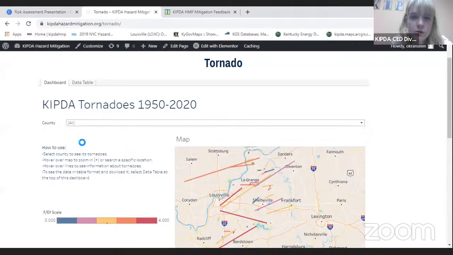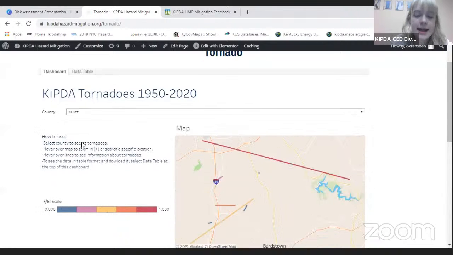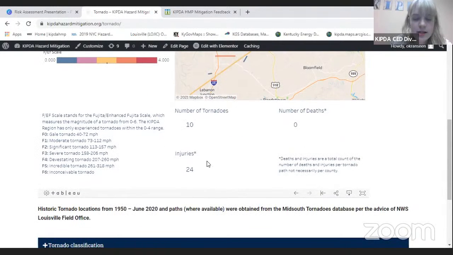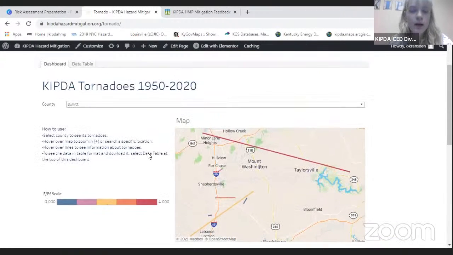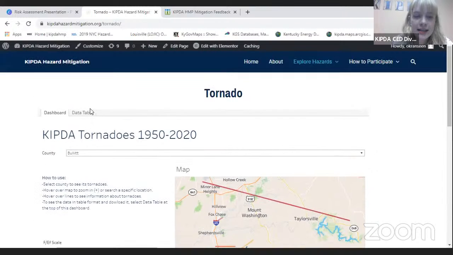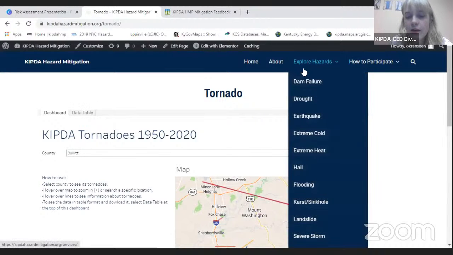So say, let's go to Bullitt County. And then you can see, okay, there have been 10 tornadoes since 1950 in Bullitt County, 24 injuries associated with these tornadoes and 0 deaths. So you can go by county on this list, which is pretty cool. And again, we have another one of those data tables where you can just download that information for your community. And then we have that for many of our hazards.